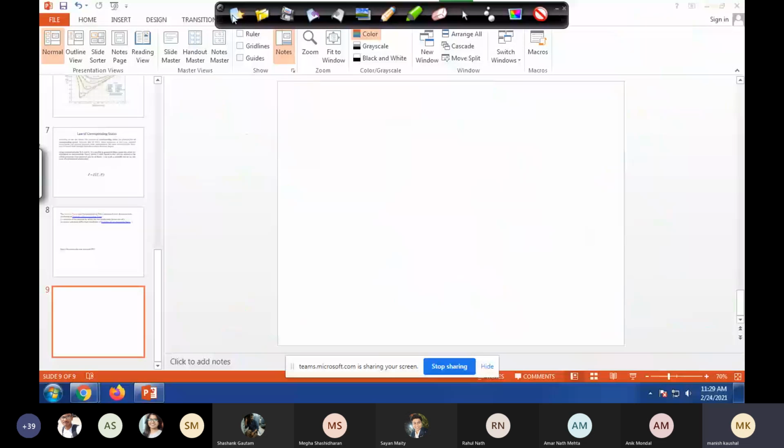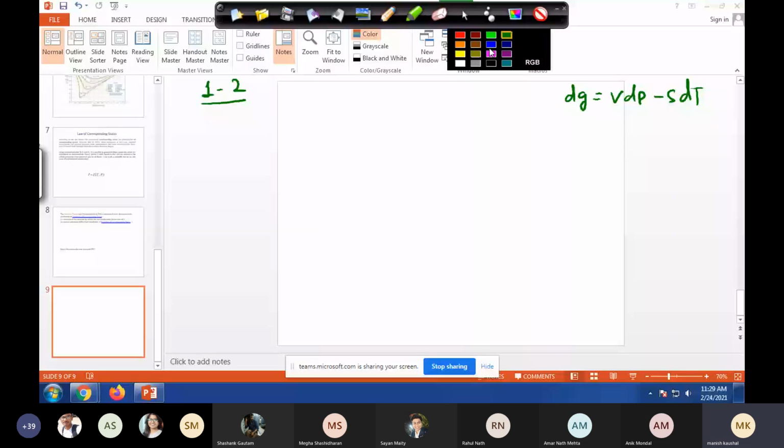If you go from 1 to 2, remember this relation: dG equals V dP minus S dT. If you go from 1 to 2, from the liquid side, what you can write is as follows: G2 minus G1 is equal to V fluid, let's say, at 2 minus V, sorry, this is V dP minus S dT, no?